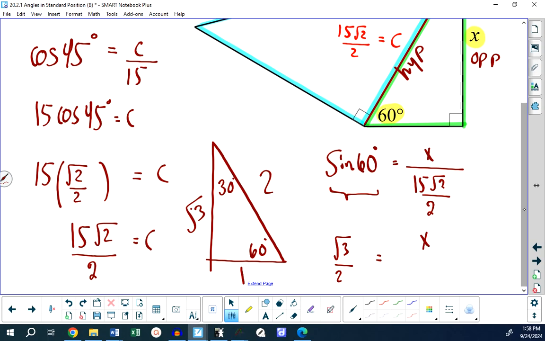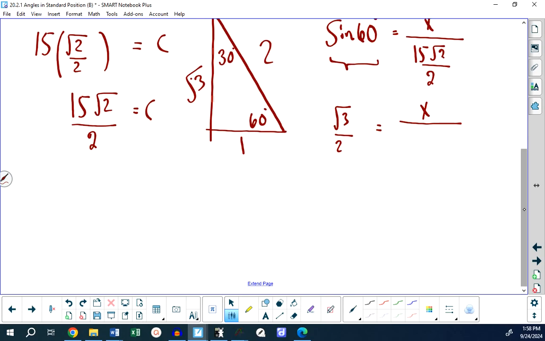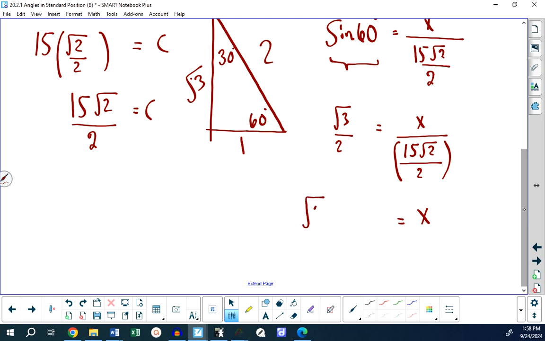This is equal to x over 15 root 2 over 2. There's so much you could do to solve this, but what I would suggest is that on the right-hand side, we're just looking at x over a number. If it were x over 5, you'd multiply both sides by 5 to get rid of it. In other words, I'm doing a bit of cross multiplication here. X will be equal to root 3 over 2 multiplied by 15 root 2 over 2.